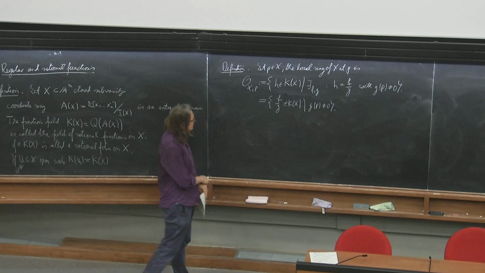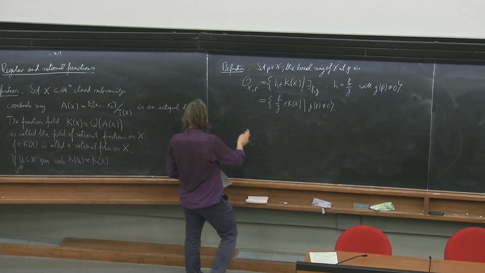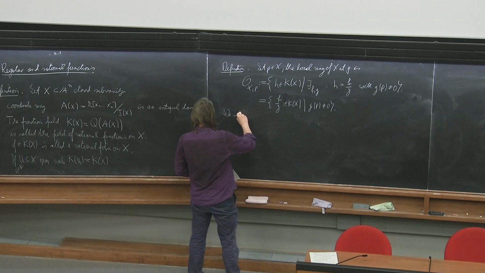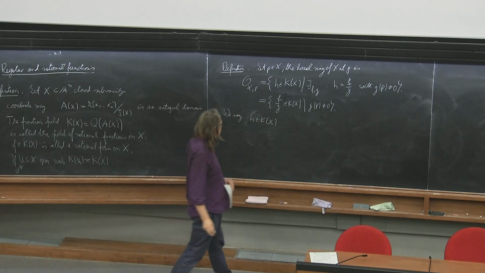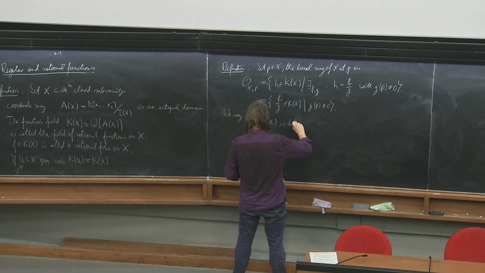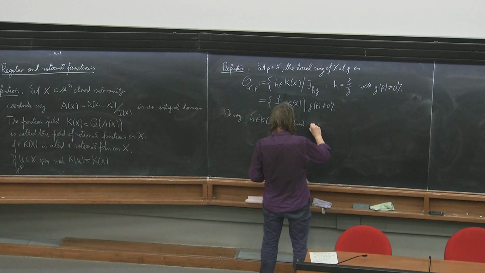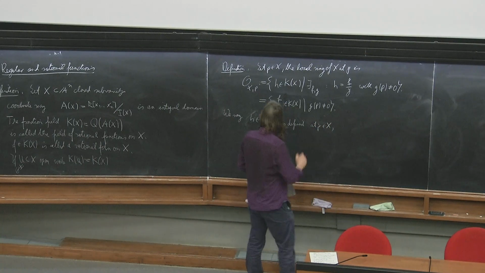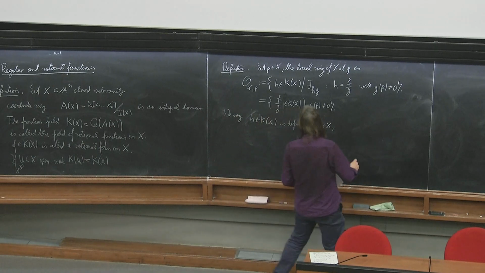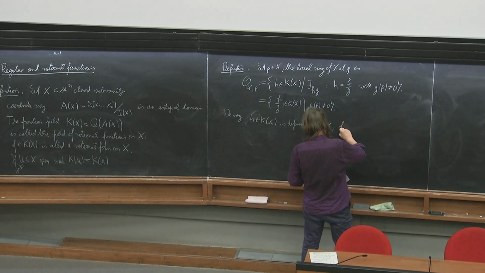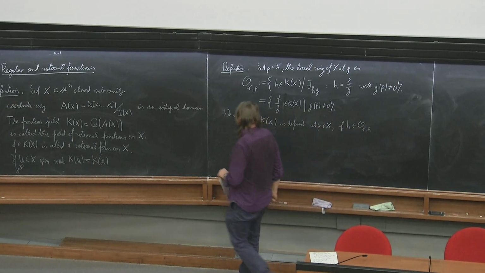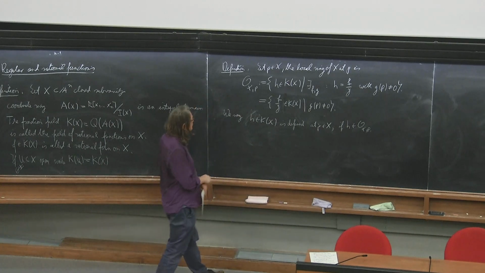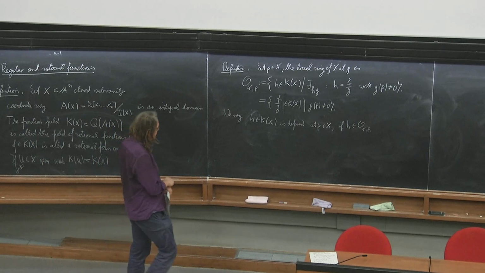Okay, and if I have an open subset, we say that h in K(X) is defined at a point P in X if it lies in the local ring of X at P. So the local ring of X at P is all the rational functions defined at P.